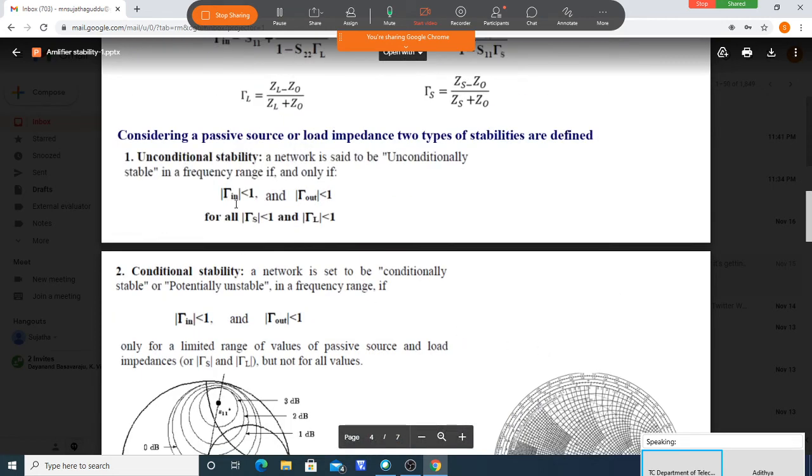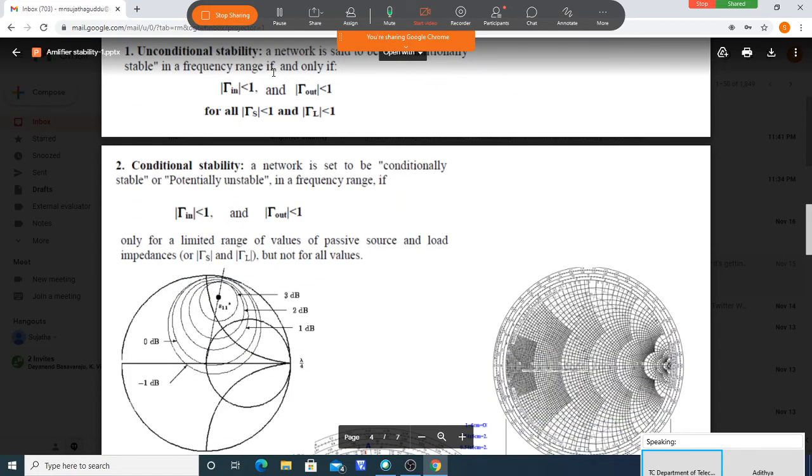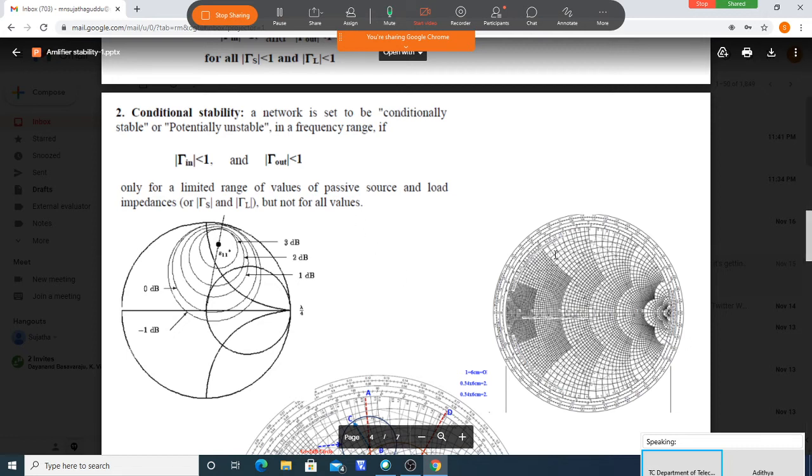All those values give Γin and Γout lesser than 1. So you can choose any value, no problem. The amplifier always retains stability. But for some active devices, for example, if you choose the values above here, then Γin and Γout are lesser than 1. But if you take values below the Smith chart here, Γin and Γout may become greater than 1. So we come to know we cannot take values here for the design. We have to take only the values retained here. That is called conditional stability.